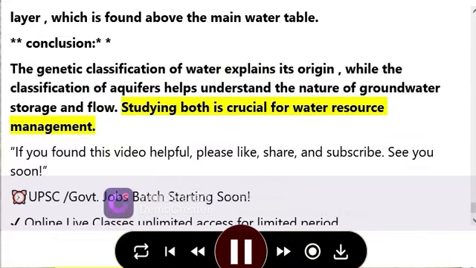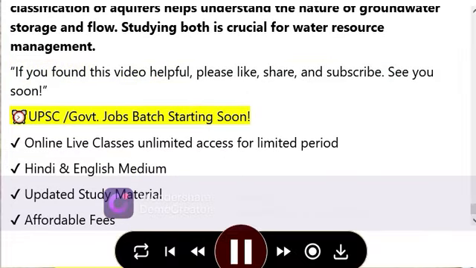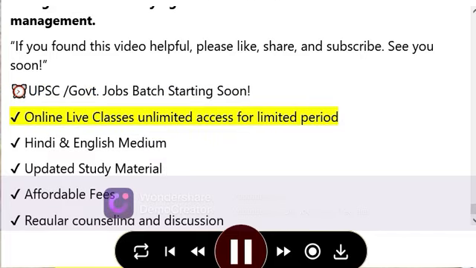Conclusion. The genetic classification of water explains its origin, while the classification of aquifers helps understand the nature of groundwater storage and flow. Studying both is crucial for water resource management.